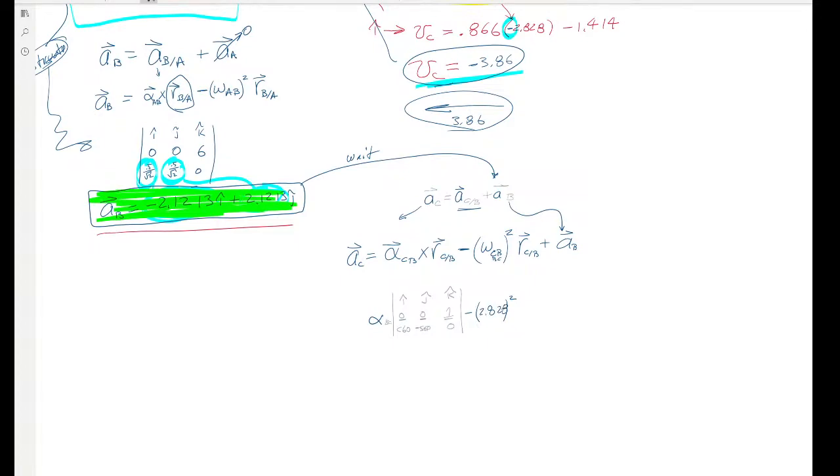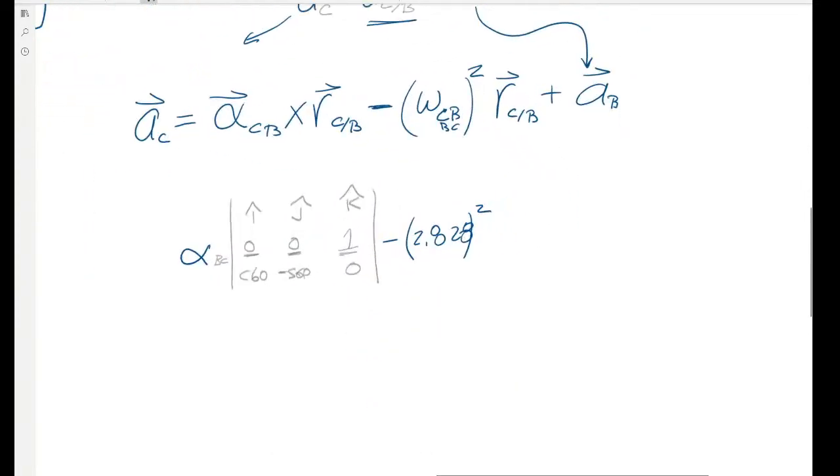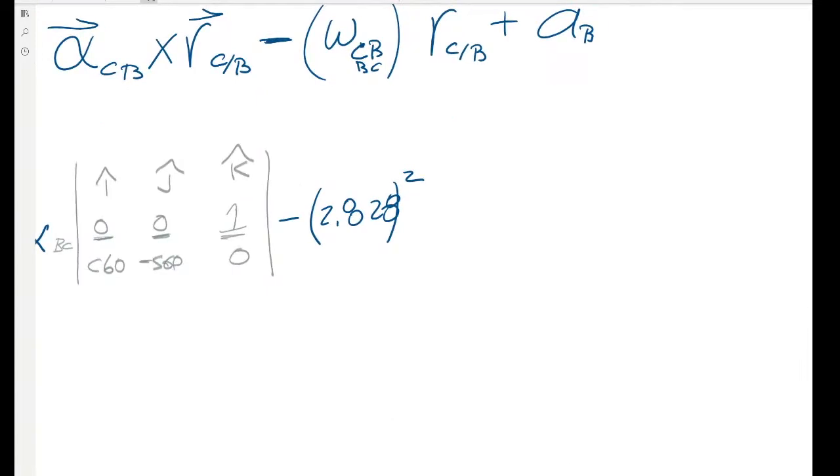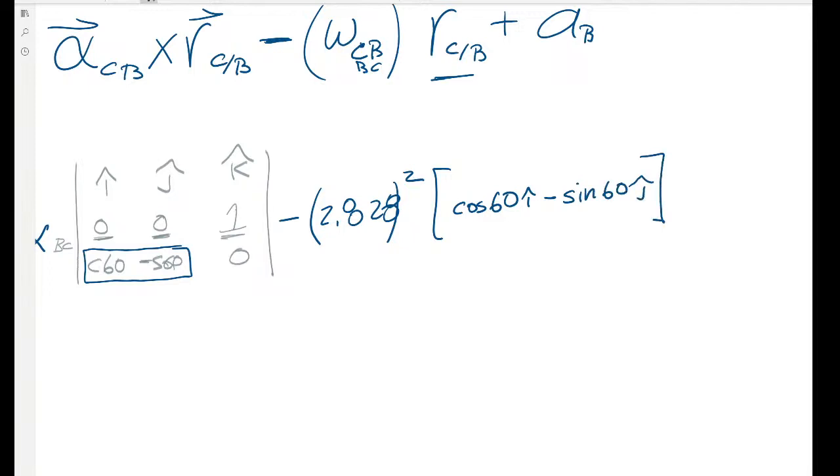Is that right? Yep. Now, instead of just thinking about this, I can look right here and grab this, because this is, in fact, this vector. So now I can just say cosine 60 i minus sine of 60 j. Why? Because I already did it. But now I have the centrifugal term. But I know the vector here and the vector here are the same vector. Okay, and now I'm just carrying acceleration B for the ride.